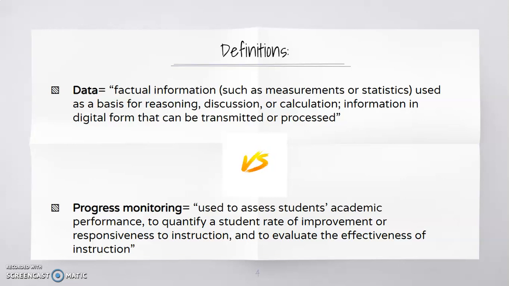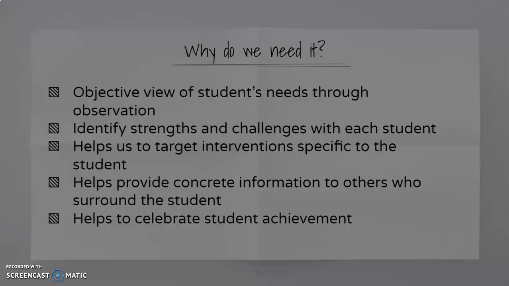Next, we have progress monitoring. Again, I think the most important thing to take from this definition is that it quantifies a rate of improvement or responsiveness. This is huge, especially when we're talking in RTI. We'll try different interventions for students based on their needs, and data is going to really help us decide, is this serving a student best? Is this the most helpful to them? Is it effective? So those are the definitions that I find really helpful.